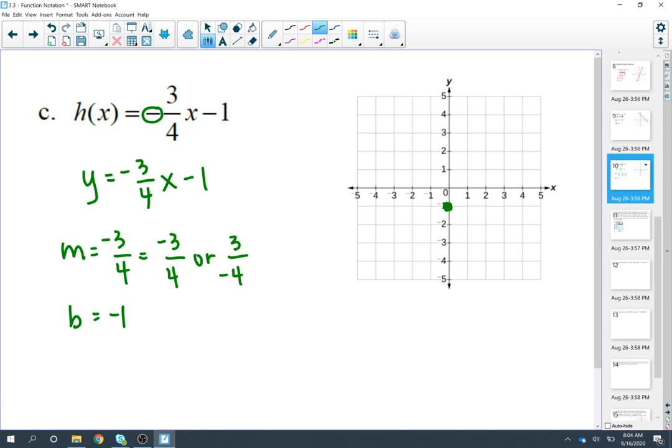So if I start at my y-intercept and I go down 3, run 4, I would go down 3, 1, 2, 3, and then I would run 4, 1, 2, 3, 4. The other option is go up 3 and go backwards 4. So up 3, 1, 2, 3, and then backwards 4, 1, 2, 3, 4. And you can see it just kind of takes you the other direction. And you have your line.